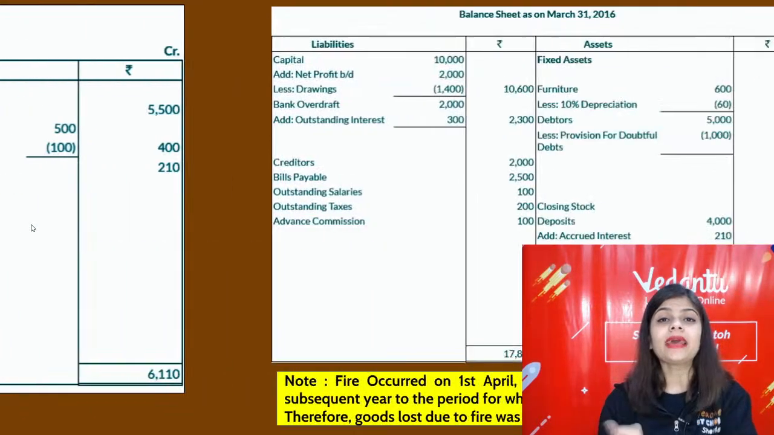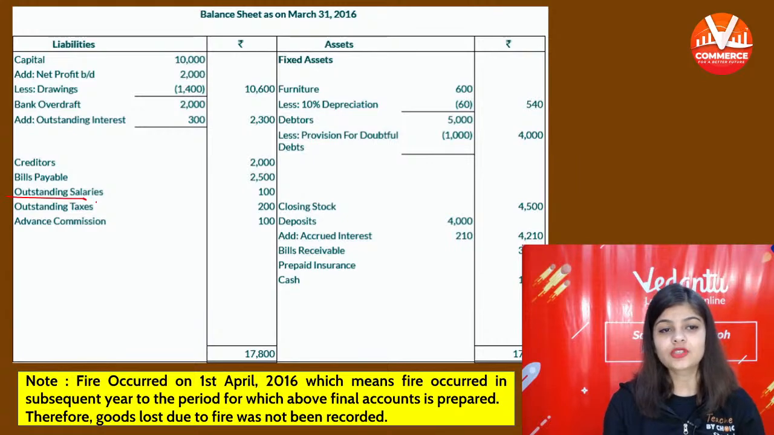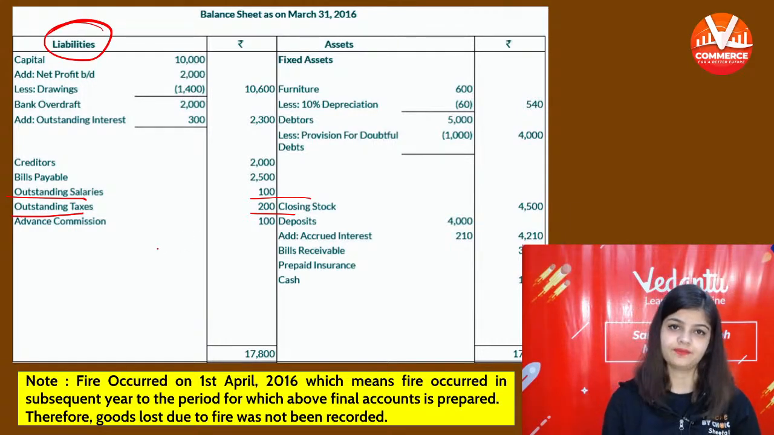Now we will record them on the liability side. Outstanding salary 100 and outstanding taxes 200 on the liability side.